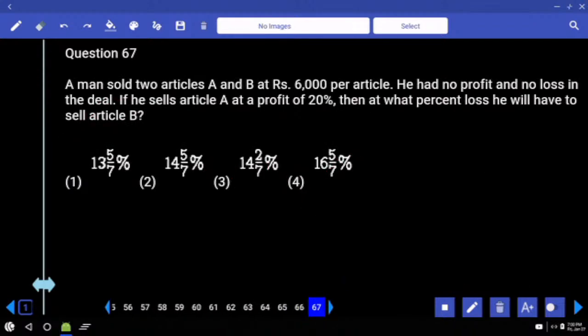This is yet again an easier question. A man sold 2 articles A and B at 6000 per article each. That is, selling price 1 is 6000, selling price 2 also is 6000.